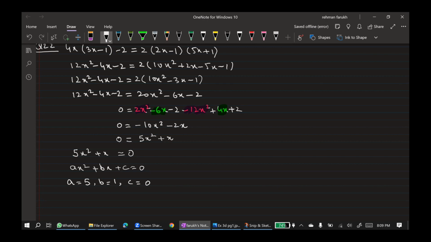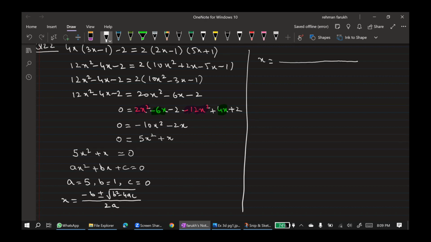I will write down the formula. Minus b plus minus under root b square minus 4ac over 2a. Now I will put the values of a, b and c into the quadratic formula. From the formula, the value of b is 1, so minus 1 plus minus under the root 1 square minus 4 into 5 into 0, divided by 2 into 5.